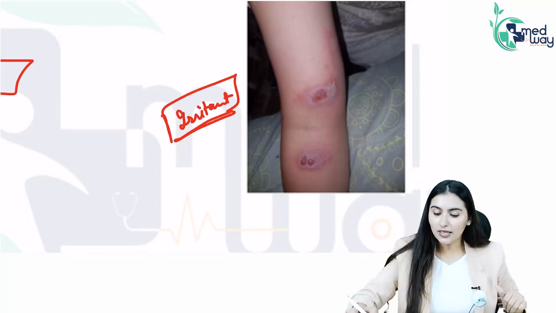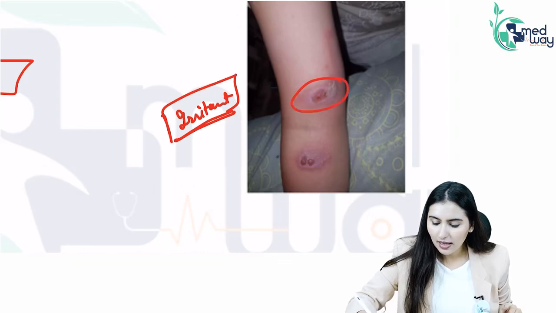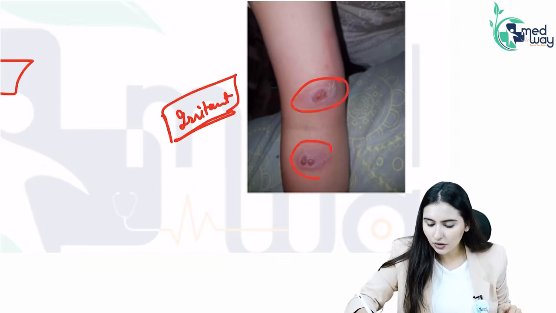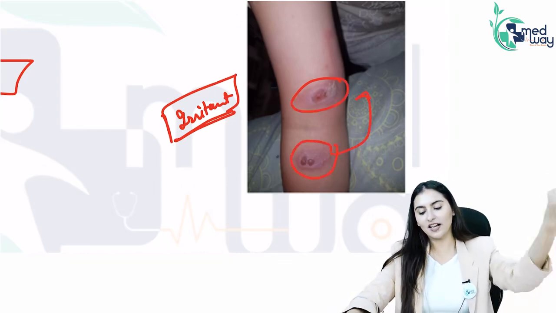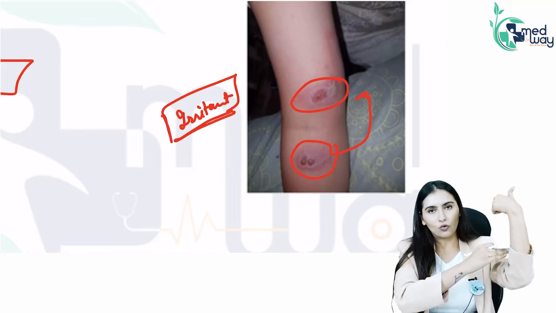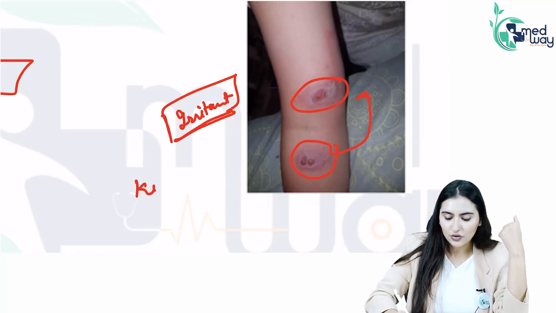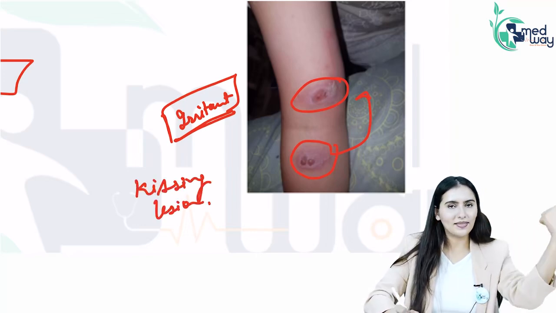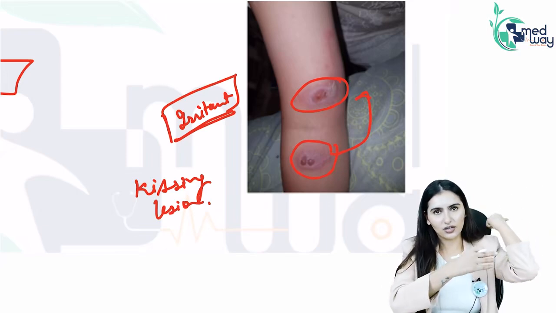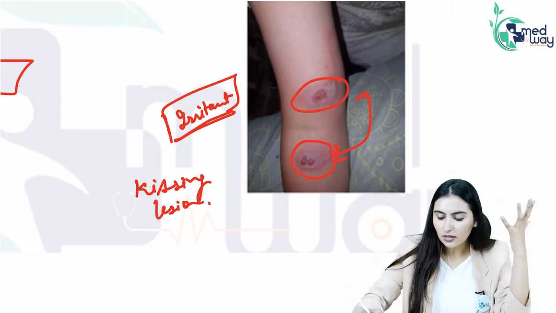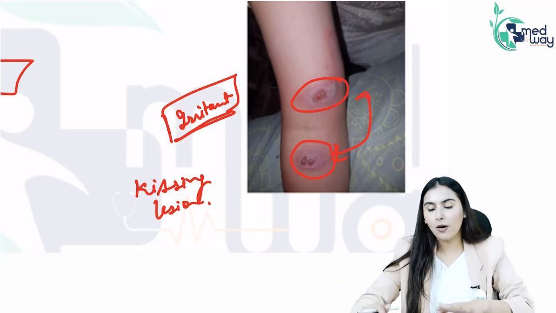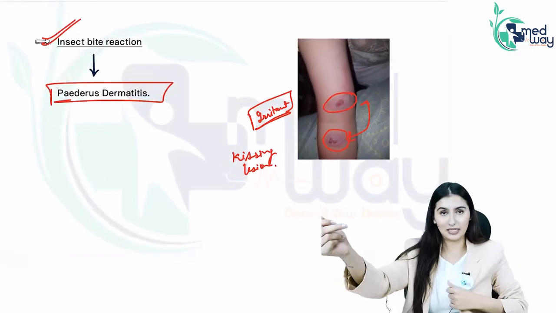So similarly, you have one lesion over here, and if he flexes it, the other lesion was going to overlap this when he was flexing it. So both the areas are going to be involved. Okay, what are these? These are kissing lesions. Why kissing lesions? When they come closer, they touch each other, they kiss. Okay, so this is a kissing lesion of Paederus dermatitis.